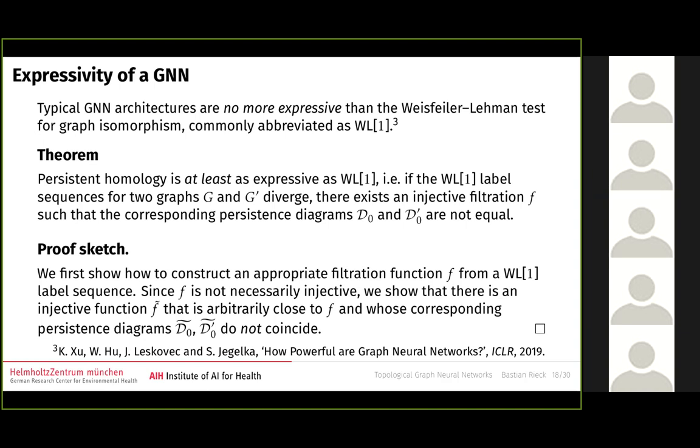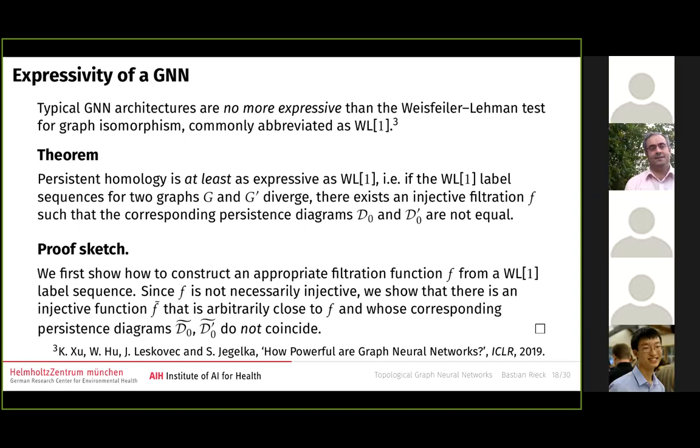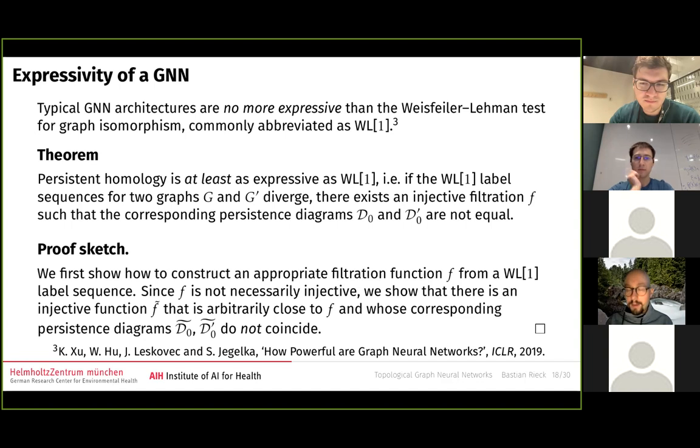So we have a theorem in the paper where we can show that persistent homology, so this whole ordering process, is at least as expressive as WL. It's, however, an existence theorem. It's not necessarily a proof that we can actually learn such a function, but we can prove that if the WL label sequences for two graphs G and G prime diverge at any point, then there exists an injective filtration function, so an ordering of the nodes, such that the corresponding persistence diagrams are not equal. Not going too much into the details here, but the bottom line is that we can construct an appropriate filtration function from the WL1 label sequence, and then we have to make some mathematical tricks in order to show that it's actually injective.